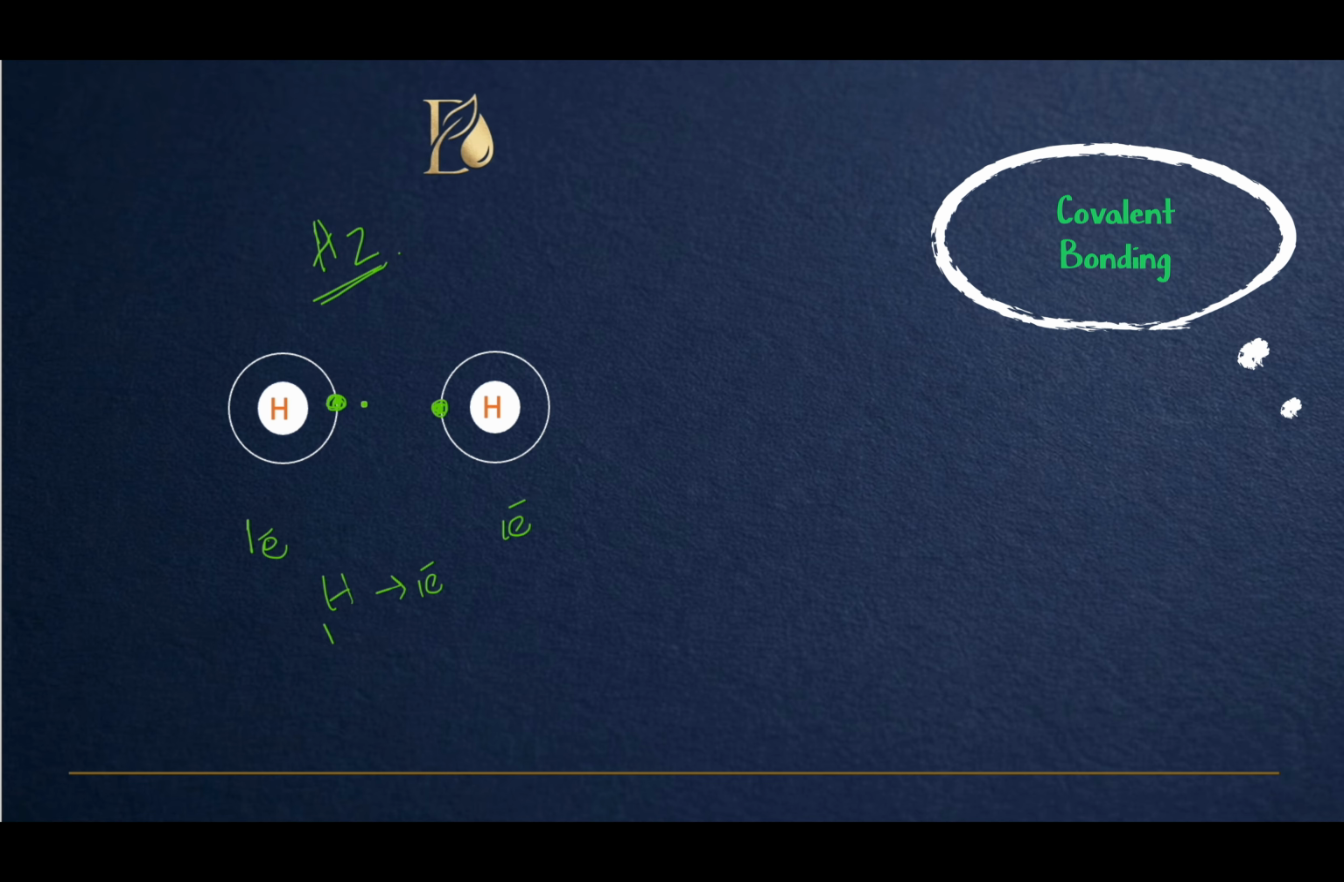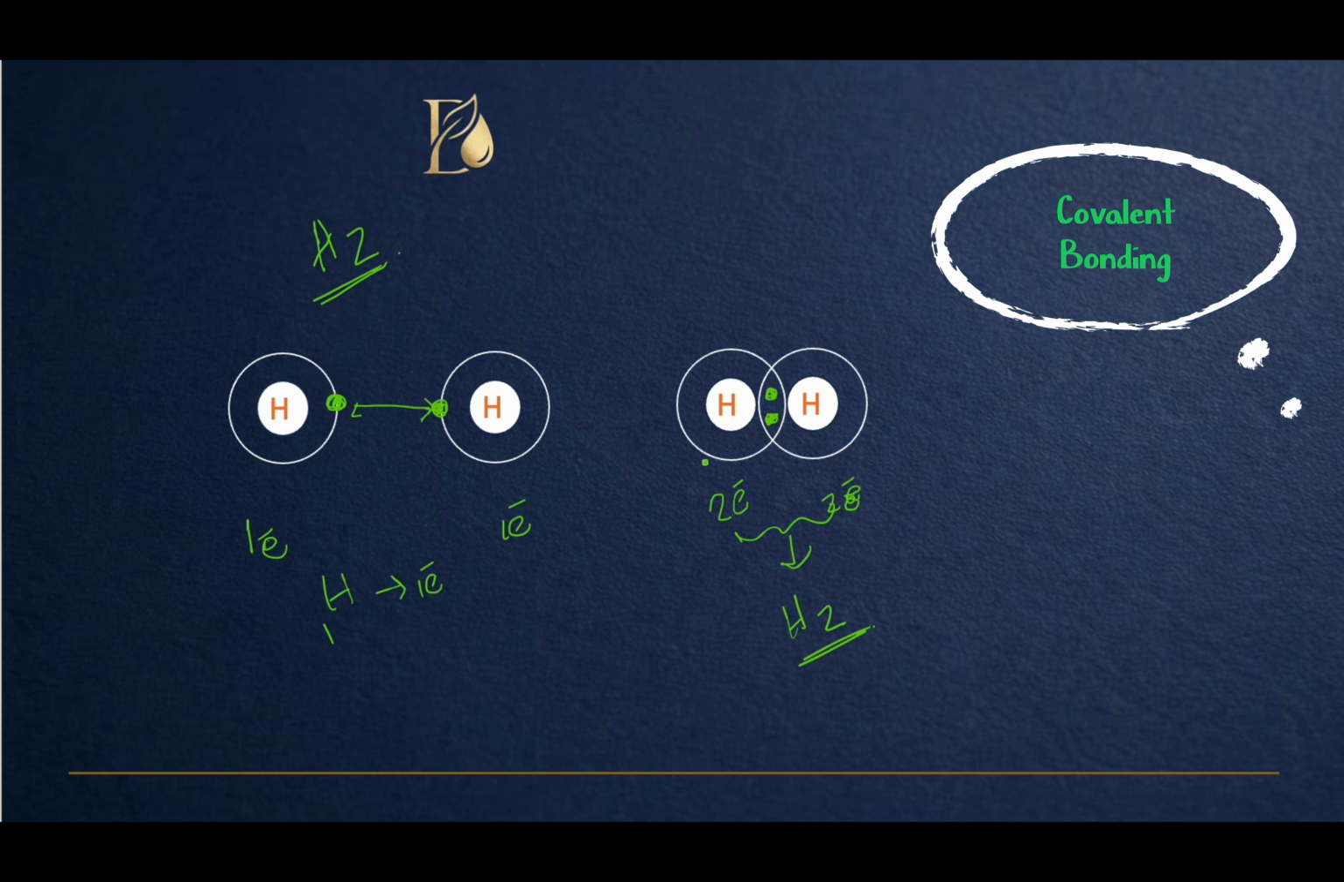Now, in order to form a bond between these two, both of them being non-metals, what will happen? They will share their electrons with each other. Both of these electrons will stay in between the two hydrogen atoms. Now look at the electronic configuration: the first hydrogen atom has 2 electrons and the second hydrogen atom has 2 electrons. Both atoms are now stable and form the H2 molecule. So there is sharing of electrons between the atoms. If sharing is there between the atoms, this is a covalent bond.